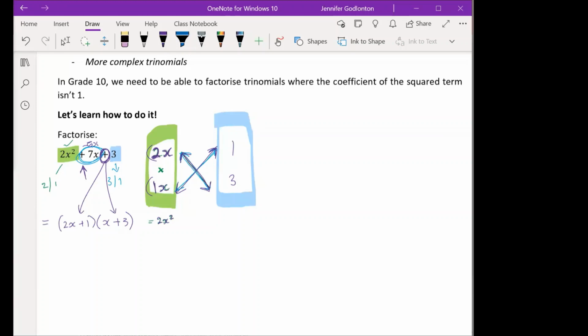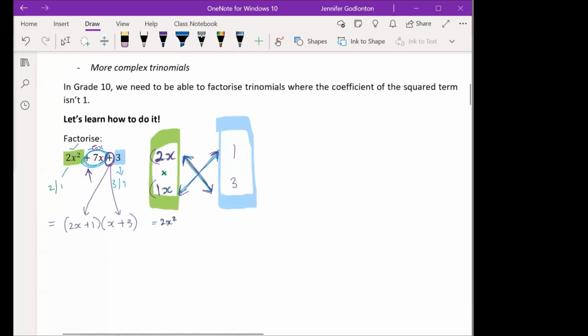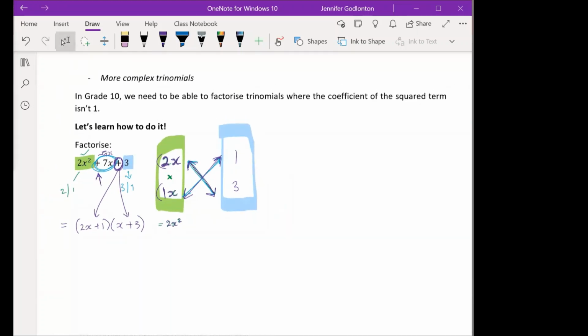Is that all the questions just of this first example? Don't panic. We will do lots more in this lesson. And I'm going to show you the second method now. Okay.